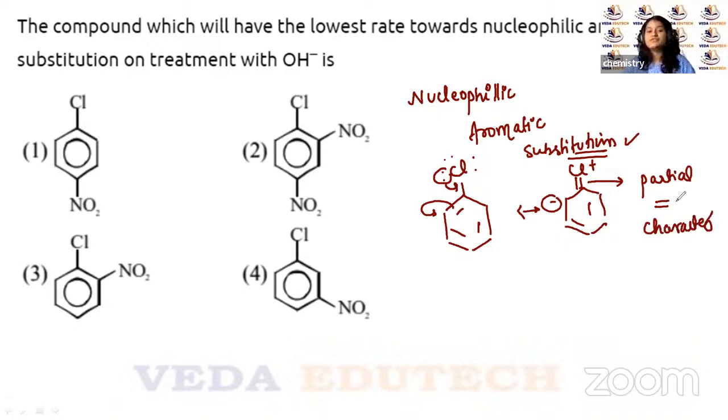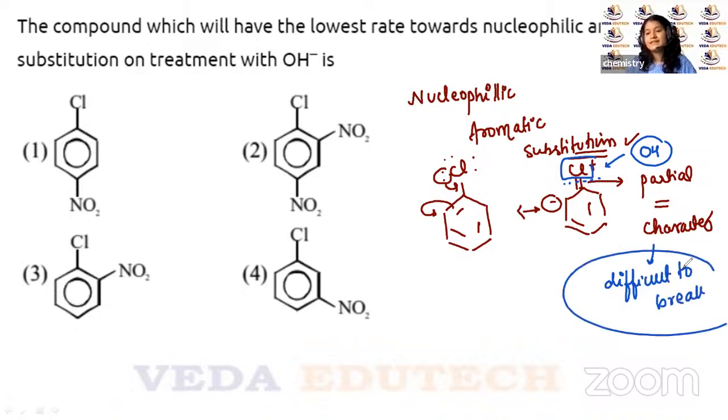Now in substitution, we have to break a bond and form a new bond. We have to basically break this bond and replace this with OH. But as there is a partial double bond character, it is difficult to break. Right? That is one reason. What is the other reason we know?